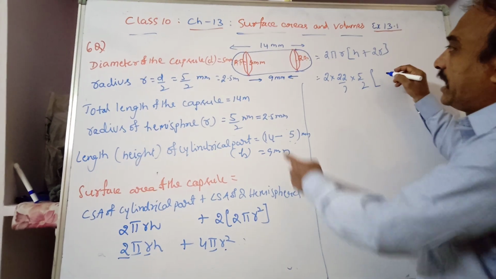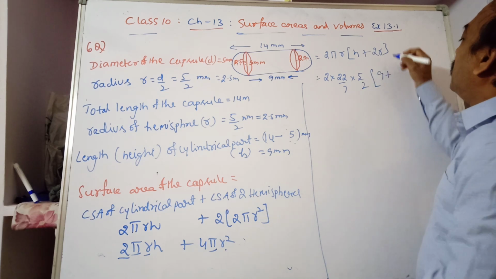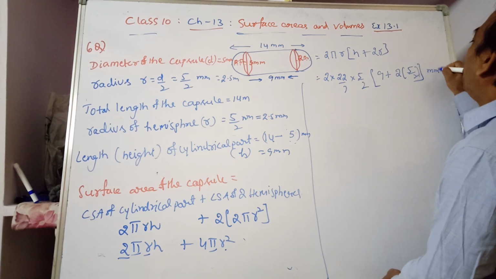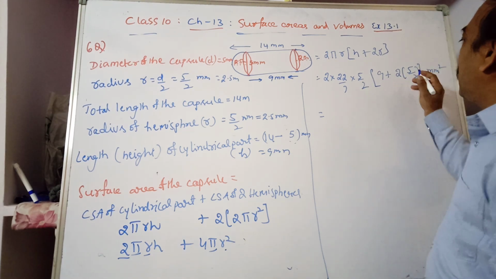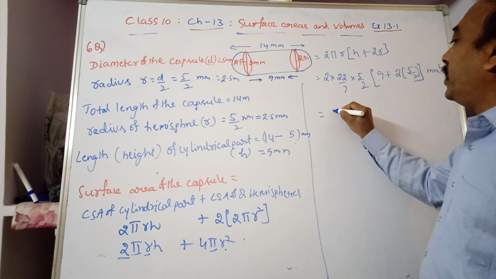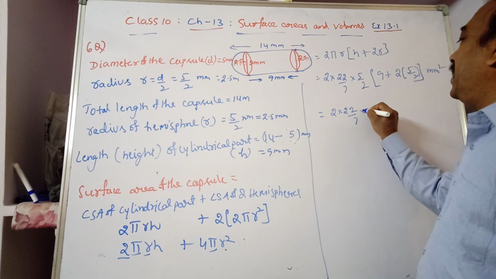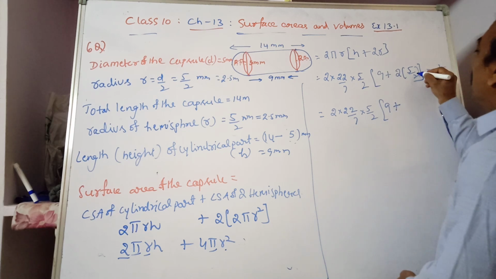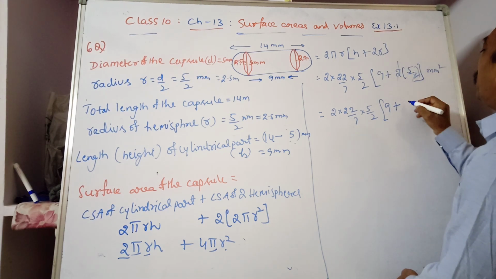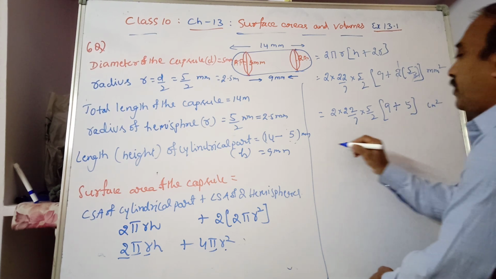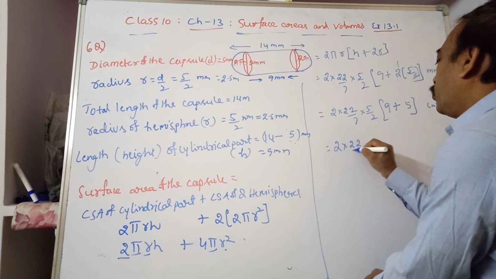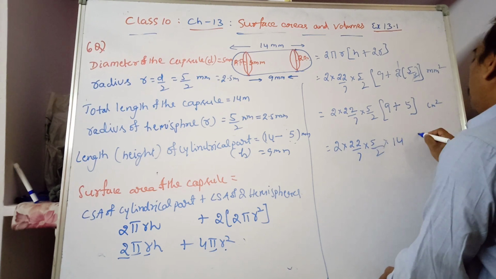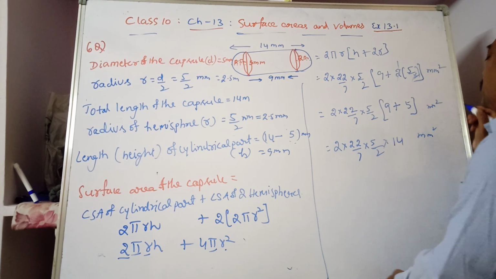h is nothing but the height of the cylindrical part or length of the portion, that is 9, plus 2r, 2 into 5 by 2, millimeter square. Observe it. First, simplify the bracket: 2 into 22 by 7 into 5 by 2, into 9 plus, the 2s are cancelled, 1 into 5, which is 5 millimeter square. So it is 2 into 22 by 7 into 5 by 2 into 9 plus 5, 14 millimeter square. It's not centimeter, millimeter square.